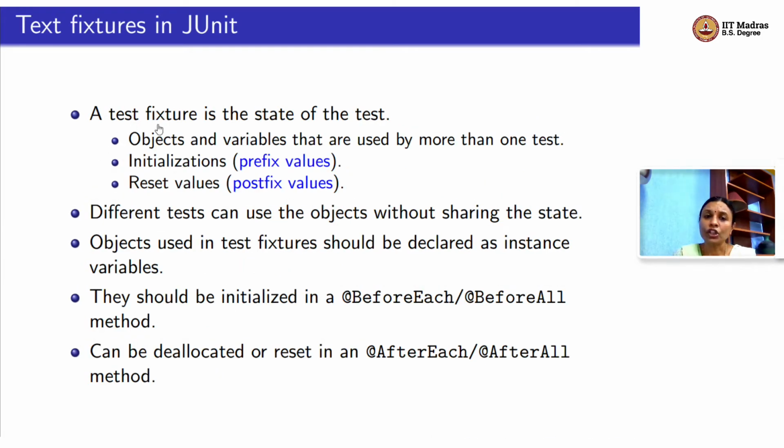The other things are test fixtures in JUnit. A test fixture, as I told you, helps you reach the place that you want to test and come out of the place that you want to test. So it is basically the state corresponding to a test. It includes objects, all the variables that are used by the tests that you're considering. Typically we write more than one test. It includes the prefix values which are used for initializations. It includes the postfix values which are used for reset. Different tests can use the object without sharing a state. Objects used in test fixtures should be declared as instance variables.